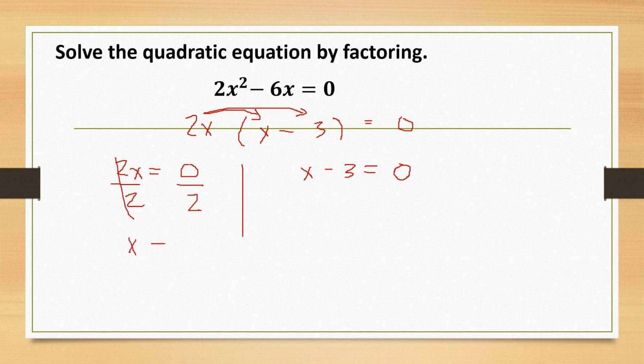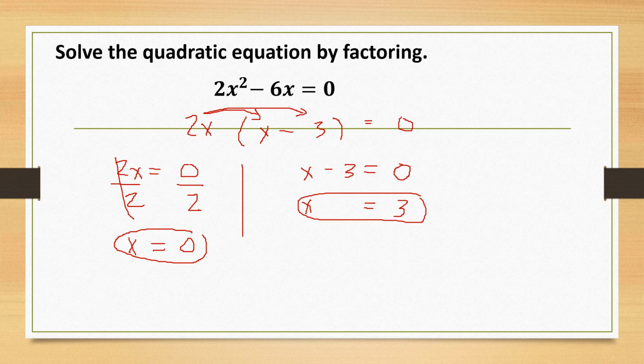X is equal to 0 divided by 2, 0. So our x sub 1 is 0. And then on the other one, we have x is equal to, transpose negative 3 to the right side of the equation, so we have positive 3. So the two solutions of the quadratic equation are 0 and positive 3. You can do the checking if you want.